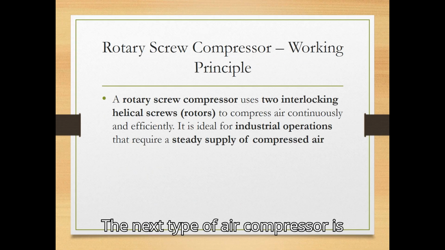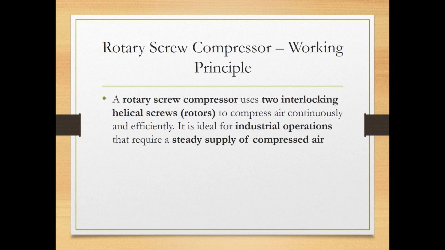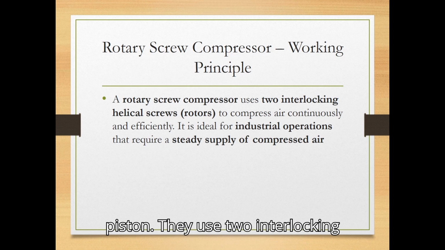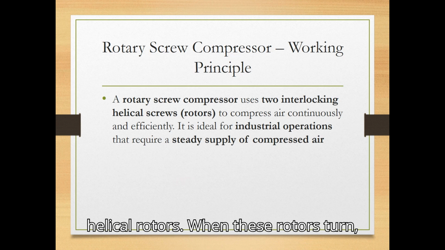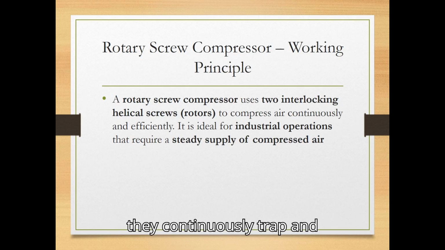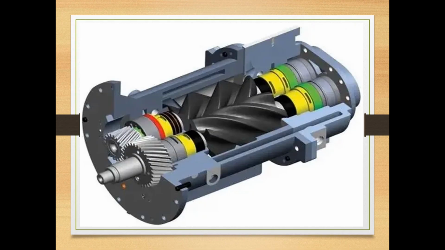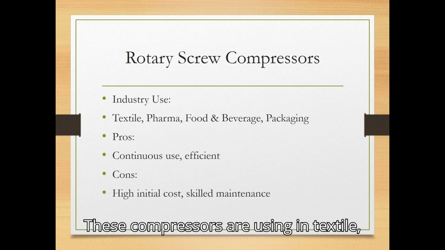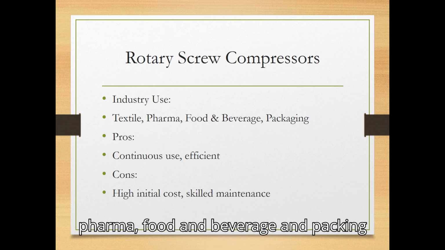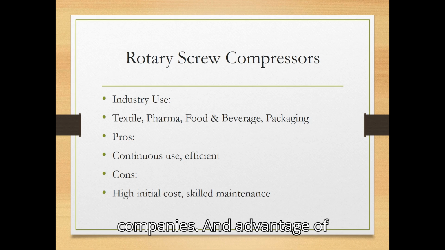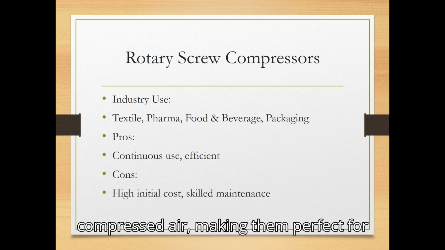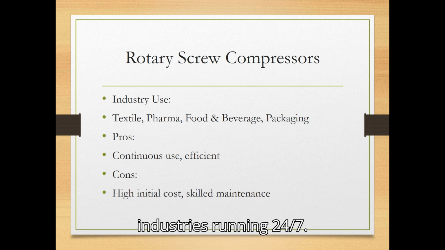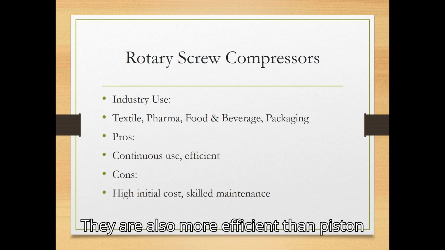The next type of air compressor is the rotary screw compressor. We have the rotary screw compressor instead of a piston. They use two interlocking helical rotors. When these rotors turn, they continuously trap and compress air. These compressors are used in textile, pharma, food and beverage, and packing companies. The advantage of rotary screw compressors is that they provide a steady, continuous flow of compressed air, making them perfect for industries running 24/7. They are also more efficient than piston types.